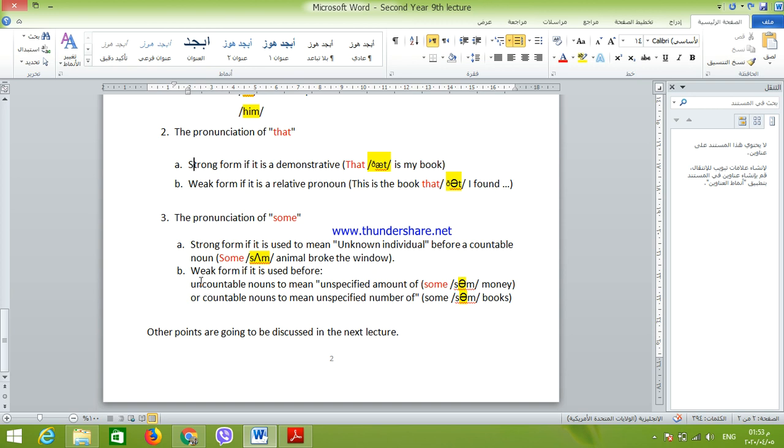The second case is the pronunciation of the word some in weak form, if it is before an uncountable noun, which means unspecified amount, like some money, or before countable nouns to mean unspecified number of, like some books. So in these two cases, whether it is unspecified amount or unspecified number, the word some is a quantifier, and it has a different meaning from the one before.